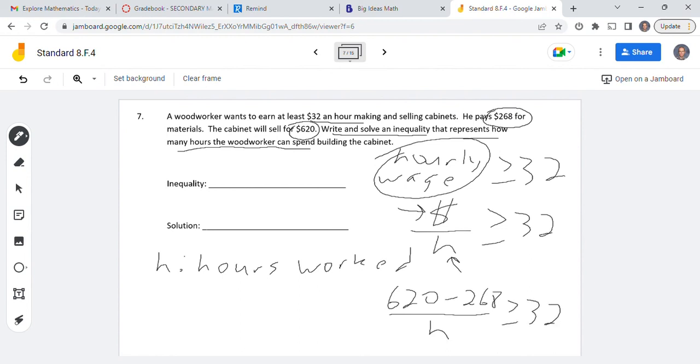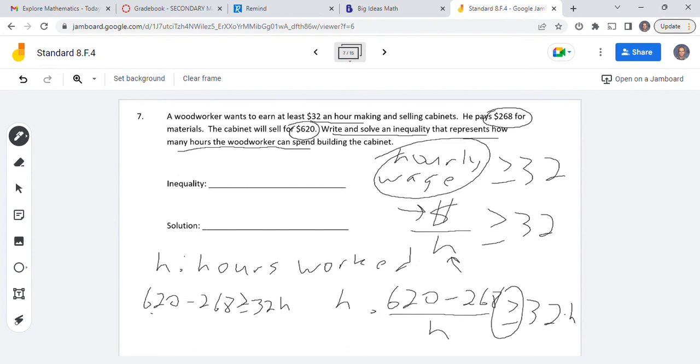Now that's the way I like to think of it. You could rearrange this, and we're going to rearrange it in a second, so maybe some of these other forms make a little bit more sense to you, but the thing I don't like about the way that I've set this up is that our variable h is in the denominator. That's going to make it so we have to multiply to get that out of there. So we're going to multiply by h and multiply by h. That will move it out of the denominator. So we end up with now 620 minus 268 is greater than or equal to 32h. Sorry, not equals. It needs to be greater than or equal to. That's that symbol we had right here.